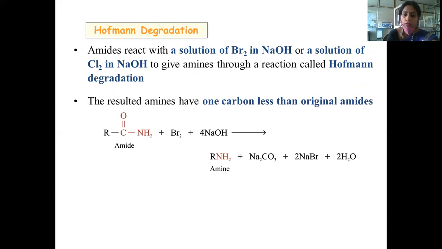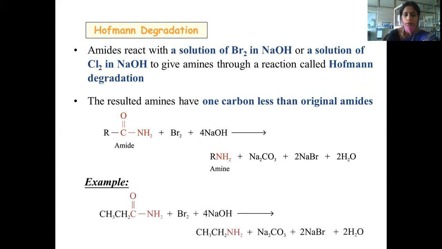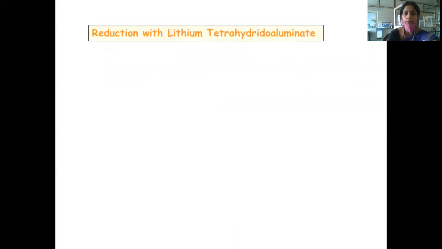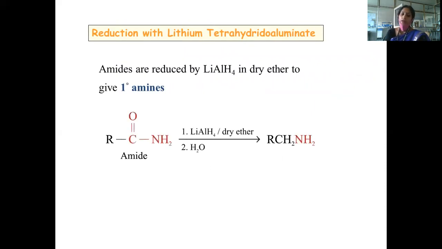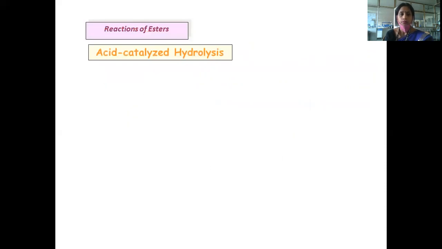So the reaction is given over here. The byproducts are sodium bromide, sodium carbonate, and water. An example is also given. Then reduction with LAH, which is LiAlH4. When amides get reduced, they give amines. So RCO, the carbonyl group, gets reduced to the alkyl group.